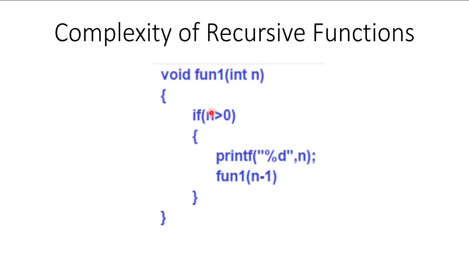So let us look at the statements. Every statement takes 1 unit of time. See, there is a conditional statement which says if n is greater than 0. How much time will it take for the execution? Again, it will take just 1 unit of time. Now there is a print statement. This will again take 1 unit of time. Then there is fun1 of n minus 1. Now how much time will it take? It will again take 1 unit of time.